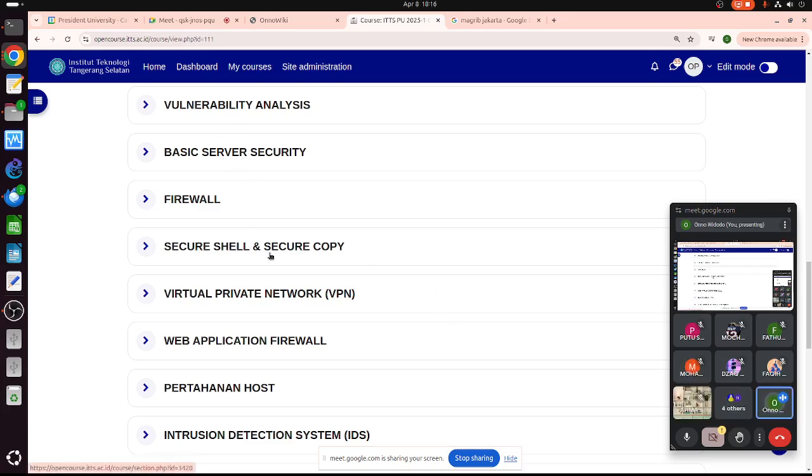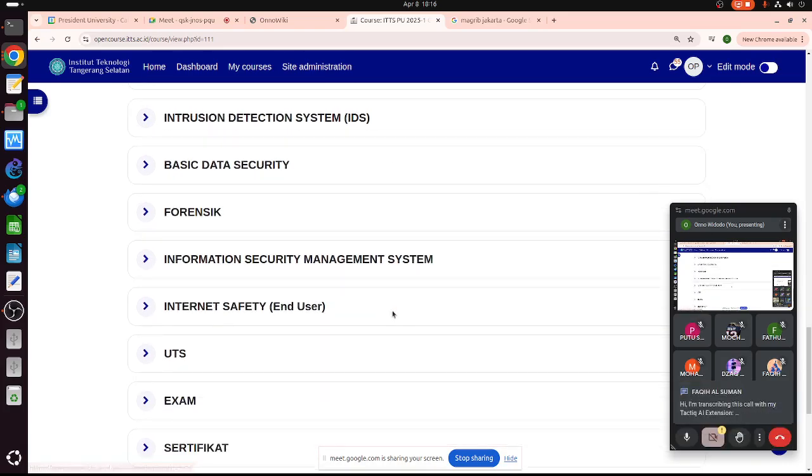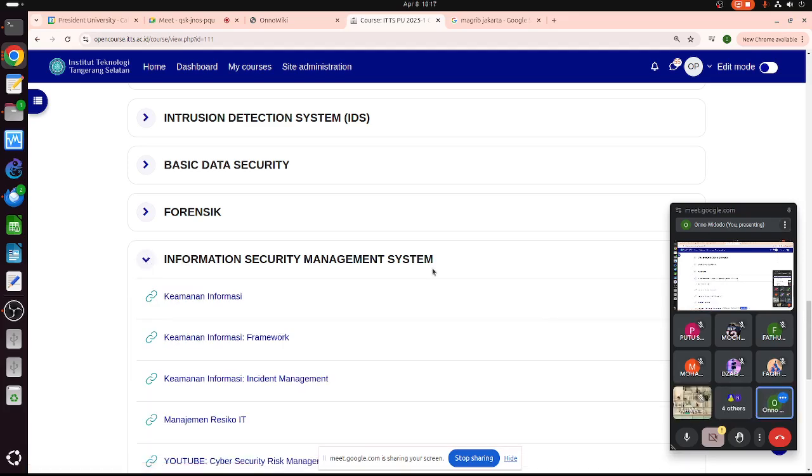There are several more topics to cover, but I will move to the easiest one. This is about information security management system. It's basically auditing the security of the system. This is the easiest one, but this one is most used by any institution and management. They always ask for auditing of the information security. So I will move to the auditing first.